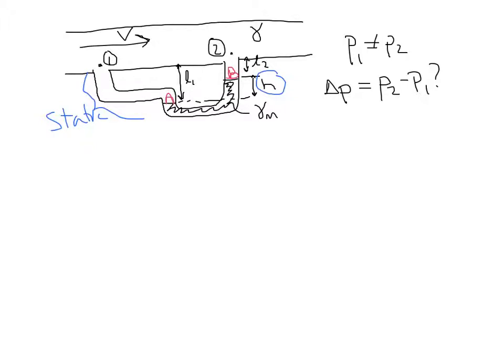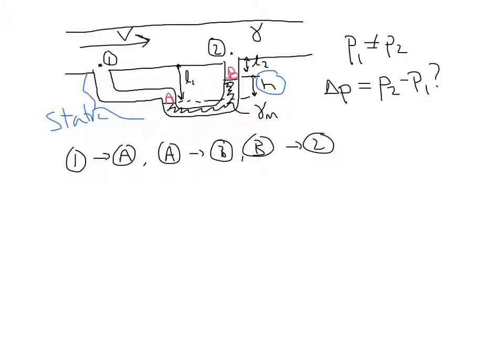Alright, so now to basically step through the analysis, what we want to do is define P2 as a function of P1. What we're going to do is go from point 1 to point A to point B, and from point B to point 2. So let's step through that. We have going from 1 to A, we could say P1 over gamma plus Z1 is equal to PA over gamma plus ZA. Or P sub A is equal to P1 plus gamma times L1, where L1 is the difference in elevation.